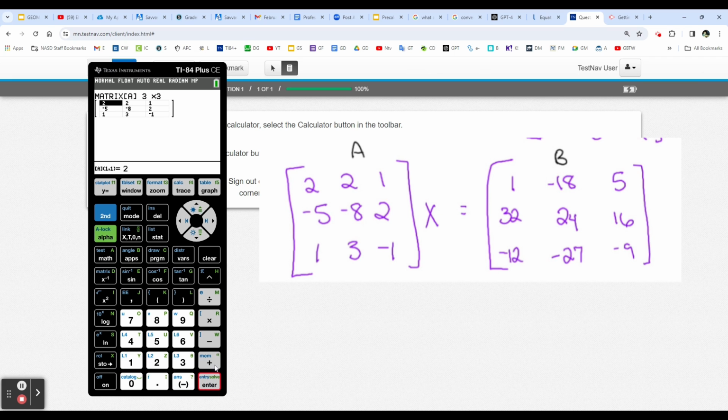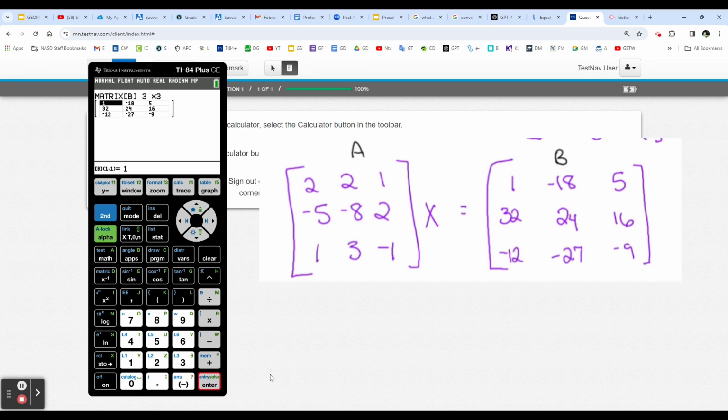Scan through it, make sure you didn't make any mistakes. I did it, so let's quit. Now I'm going to edit B. Second matrix, go to edit, and edit B. That one is also a 3 by 3. And we're going to start typing away. 1, negative 18, 5, 32, 24, 16. Listen to me announcing numbers. Negative 12, negative 27, negative 9.